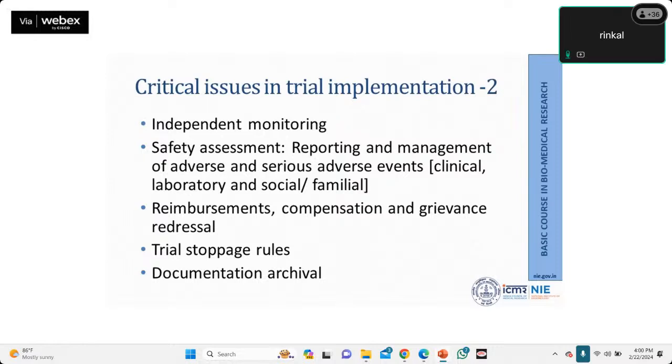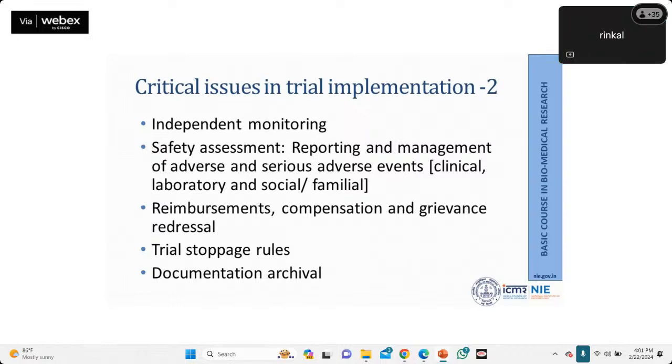Redressal mechanism. If any participant has any grievances once they are in the trial, then they should have access to the grievance mechanism where they can raise their concern and get the resolution.